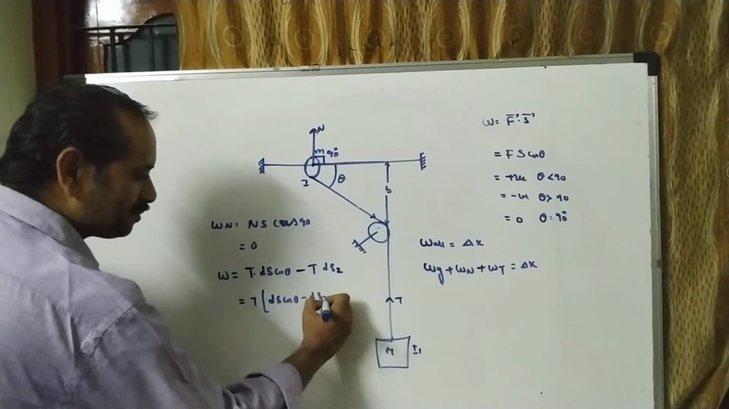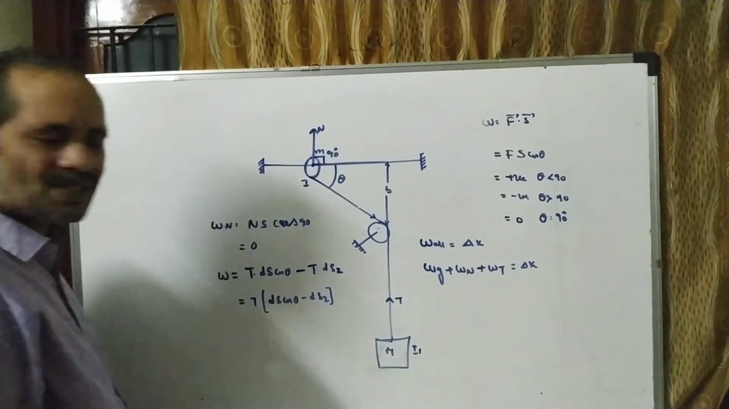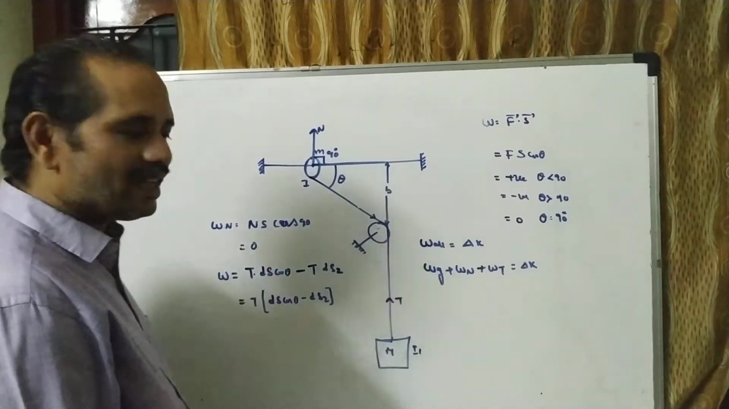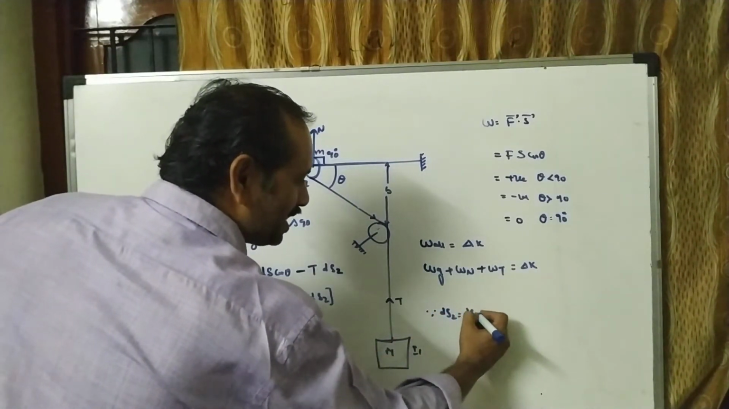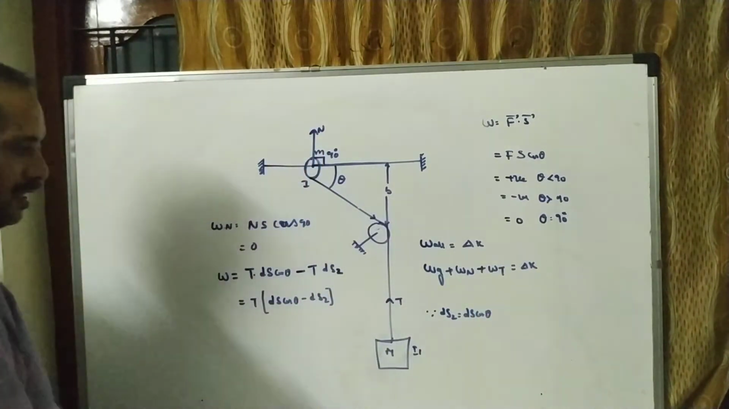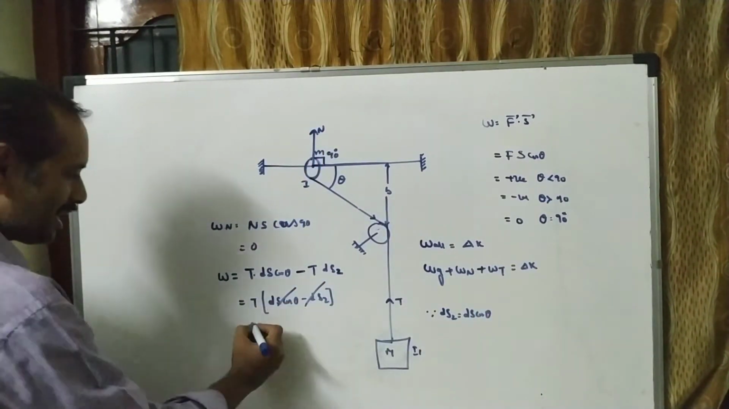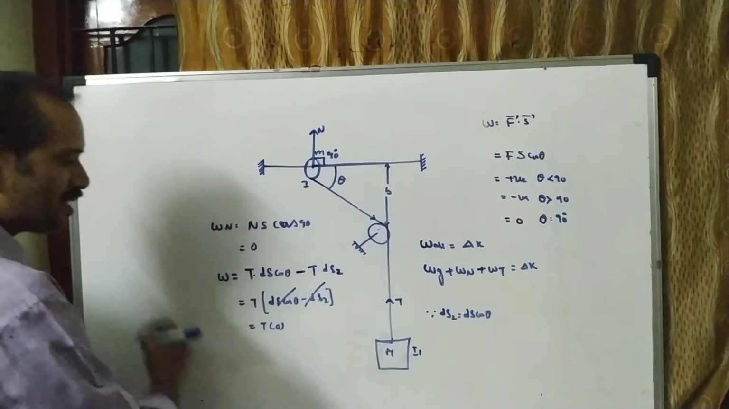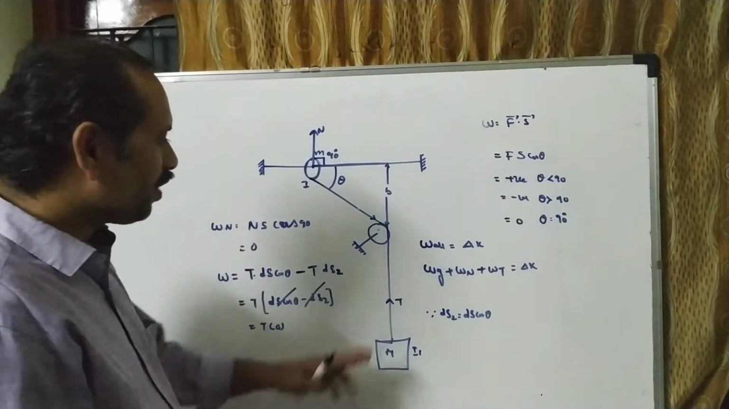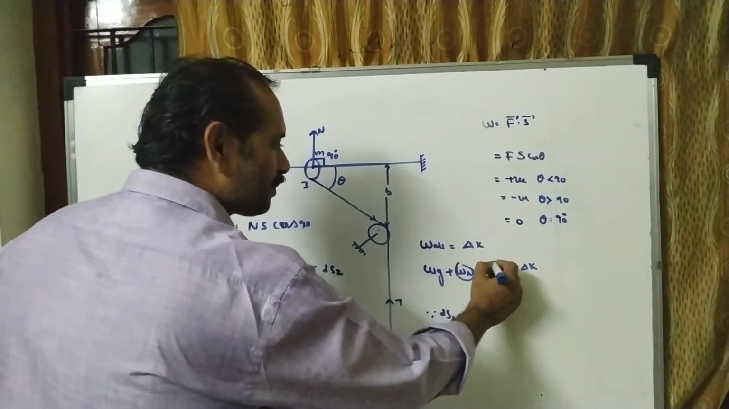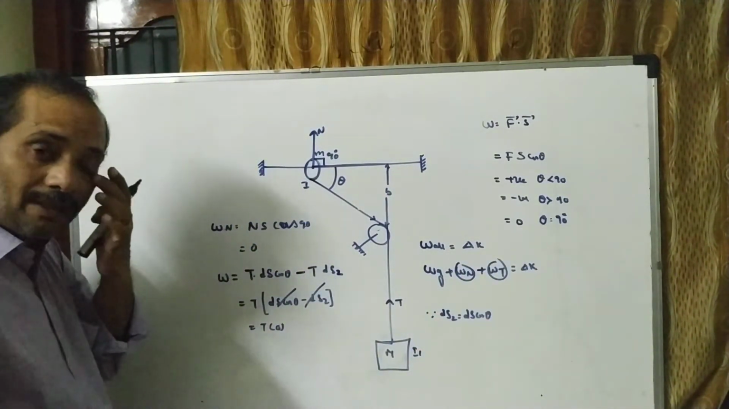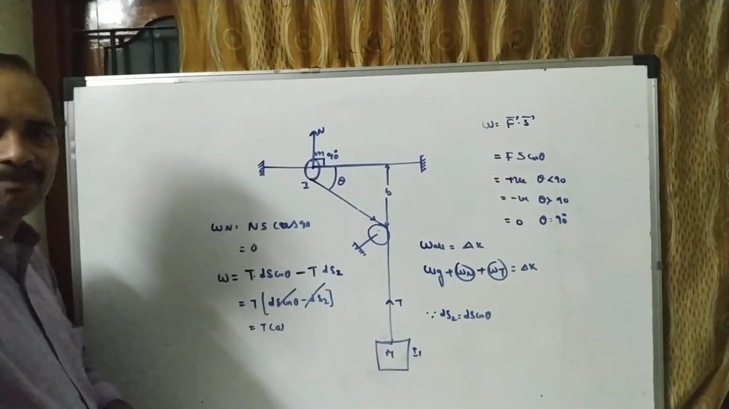From the constraint relation, I think you can understand ds2 is equal to ds cos theta, so this gets cancelled. Work done by tension is also 0. Then what is left? Work done by normal reaction is 0, work done by tension is 0, so I am getting work done by gravity.